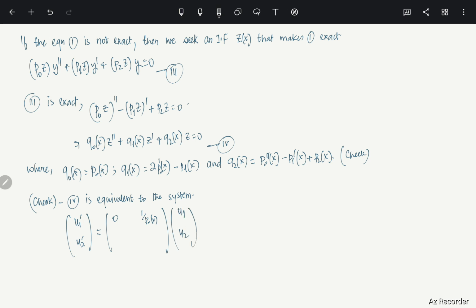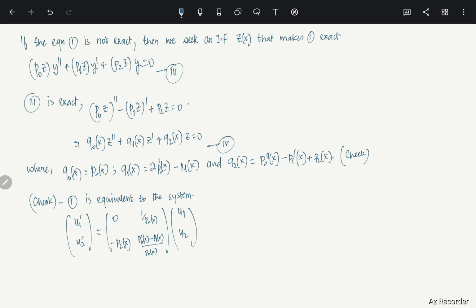You see, this is not 4. This is 1. 1 is equivalent to the system. And then minus p2 of x and p naught prime of x minus p1 of x by p naught of x. Okay, please check this part. How do you check it?